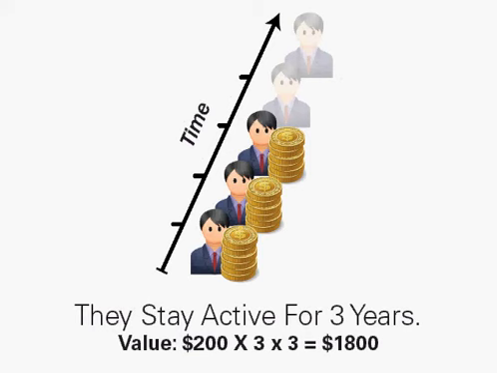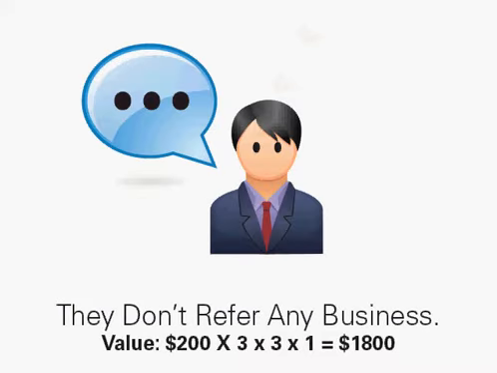So he'd spend $200 a transaction 3 times for $600. He'd do that 3 years. So every time we got a new customer, we felt pretty confident we're locking in $1,800 worth of revenue over 3 years. Sadly, Bob didn't actually refer us any business over that 3 years.